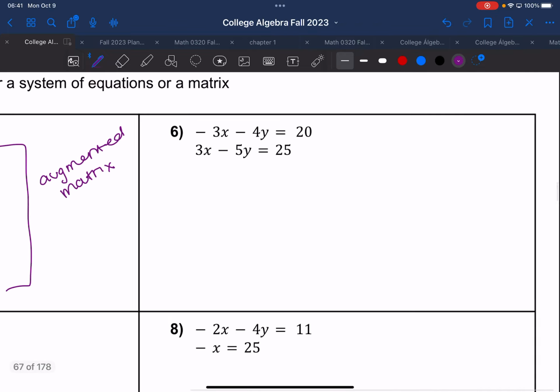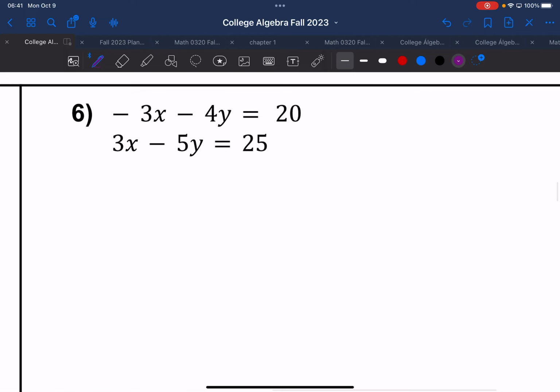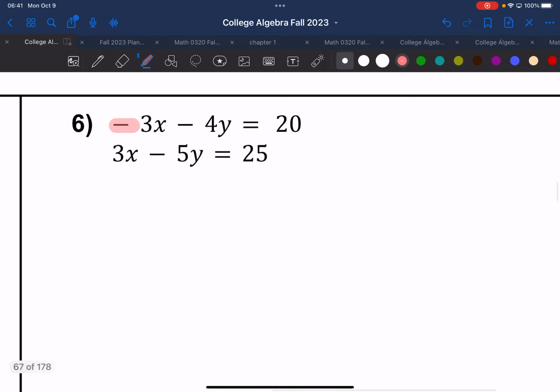Okay, so looking at 6, we have to do the same thing. We're going to have to label all of our coefficients. So what are the coefficients in the first equation? Good, -3, -4, and then equal to 20. What about the second equation? Good. And then 25. The only thing here is you just have to remember to keep the negatives.